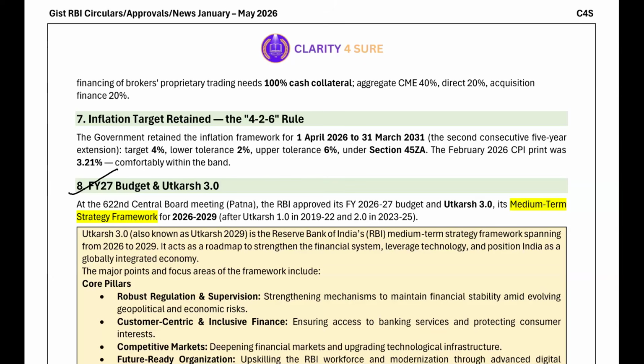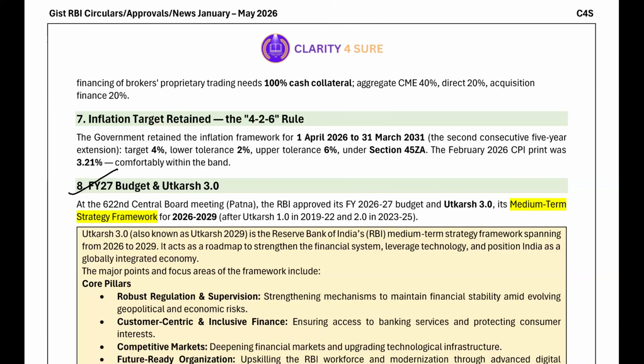Now financial year 2027 budget and Utkarsh 3.0, and it is very important. Okay, because it has been announced in the budget, and surely the question will be framed. It's my point because I'm telling you the question can be framed from Utkarsh 3.0. So please try to understand, and I will make you understand in detail.